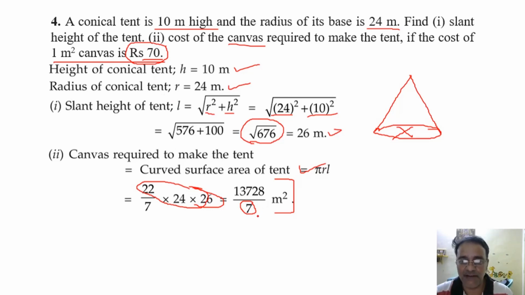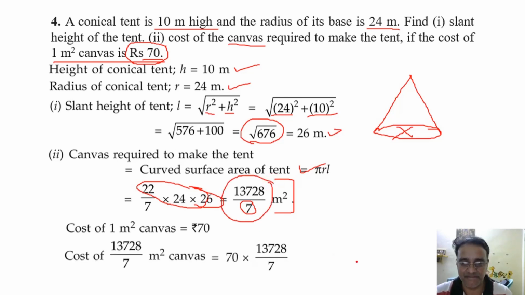So cost of 1 meter square is rupees 70. So what is the total cost? This into 70. Now you can cancel it. See, you can write the answer very easily. What is the final answer? 1,37,280. Right, very good. 1,37,280. Any doubt in this question? No, sir. Okay, very good.